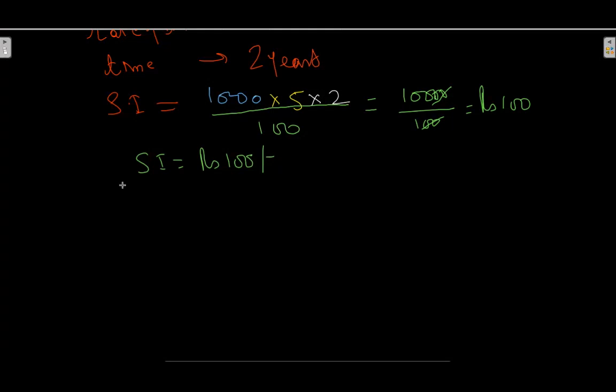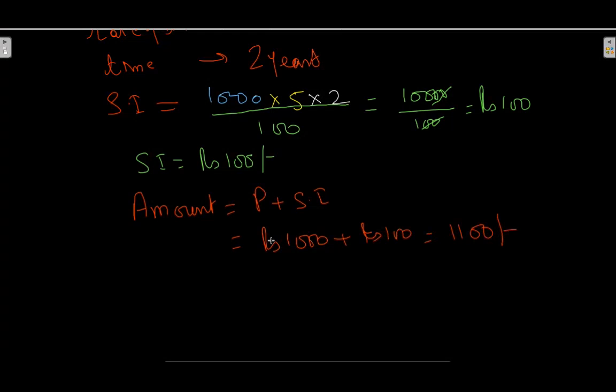Now, the money he is going to get back after 2 years is what we call the amount. Amount is equal to the principal, which was P, plus the interest which he has got. The principal was rupees 1000, and the interest which he has got is rupees 100. So the total amount which he gets after 2 years is 1100. So this is how we calculate the interest, or simple interest.